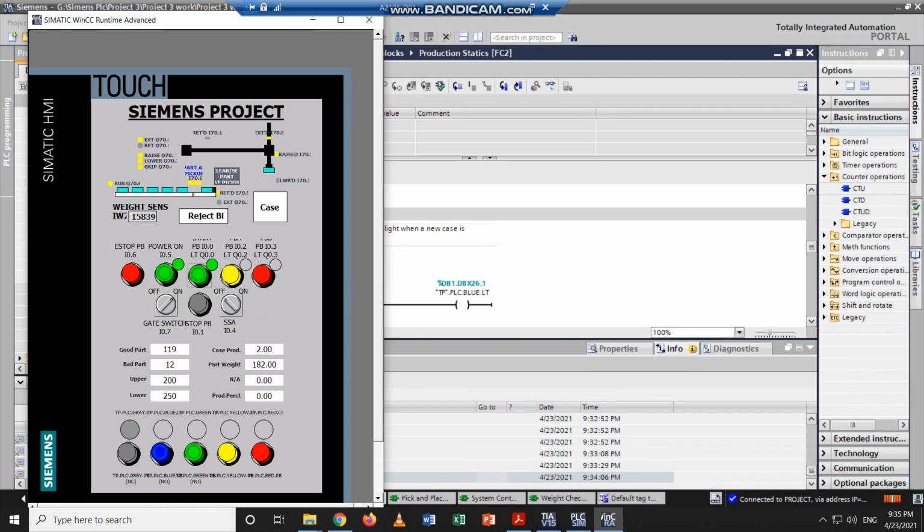Then we're going to be observing the red and the blue indicator light. The red indicator light which indicates that this maintenance is required in the system, and then the blue indicator light will indicate a new case is produced in the system or a new case has been produced.